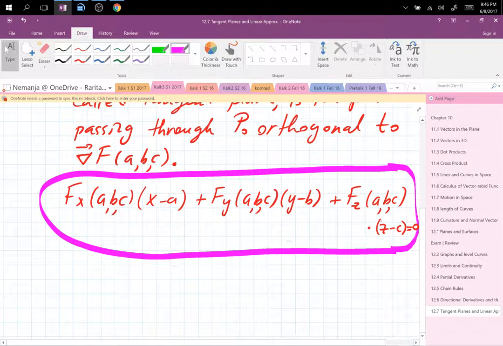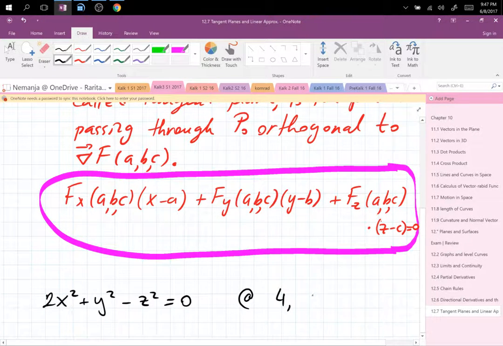Now, let's immediately compute one of these. That's a very easy calculation. You just plug everything in. So here, tangent plane, let's define z. Actually, wait, that's the second one. Let's go with this. Your equation for the surface is 2x squared plus y squared minus z squared equals 0. And they want a tangent plane at the point 4, 1, and negative 3.